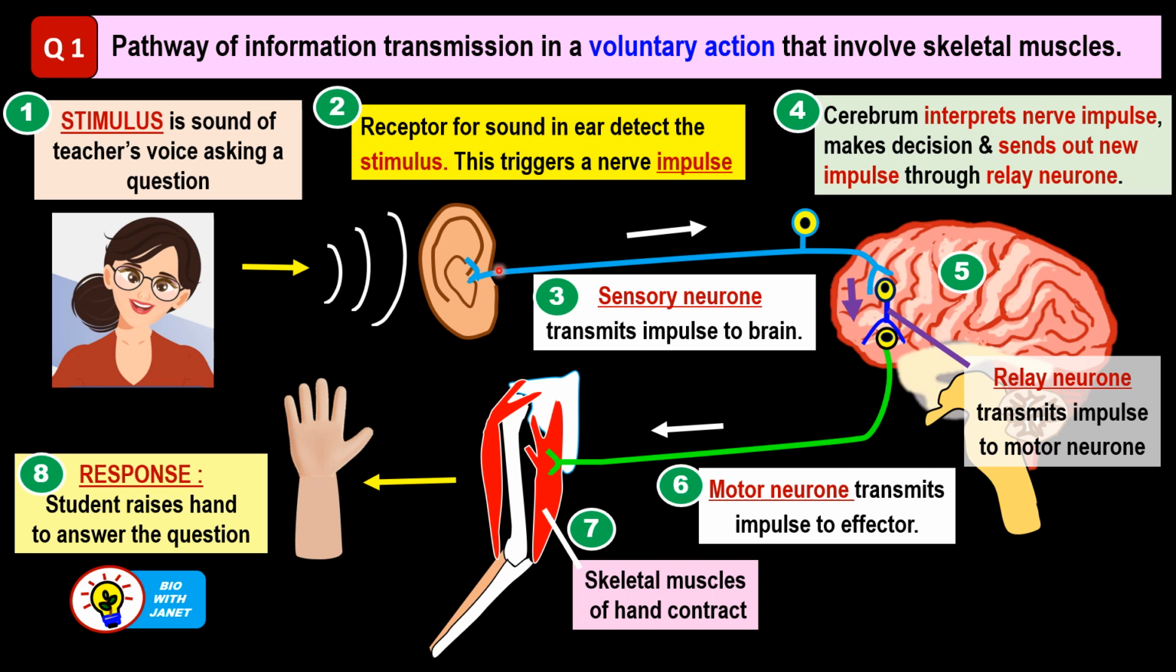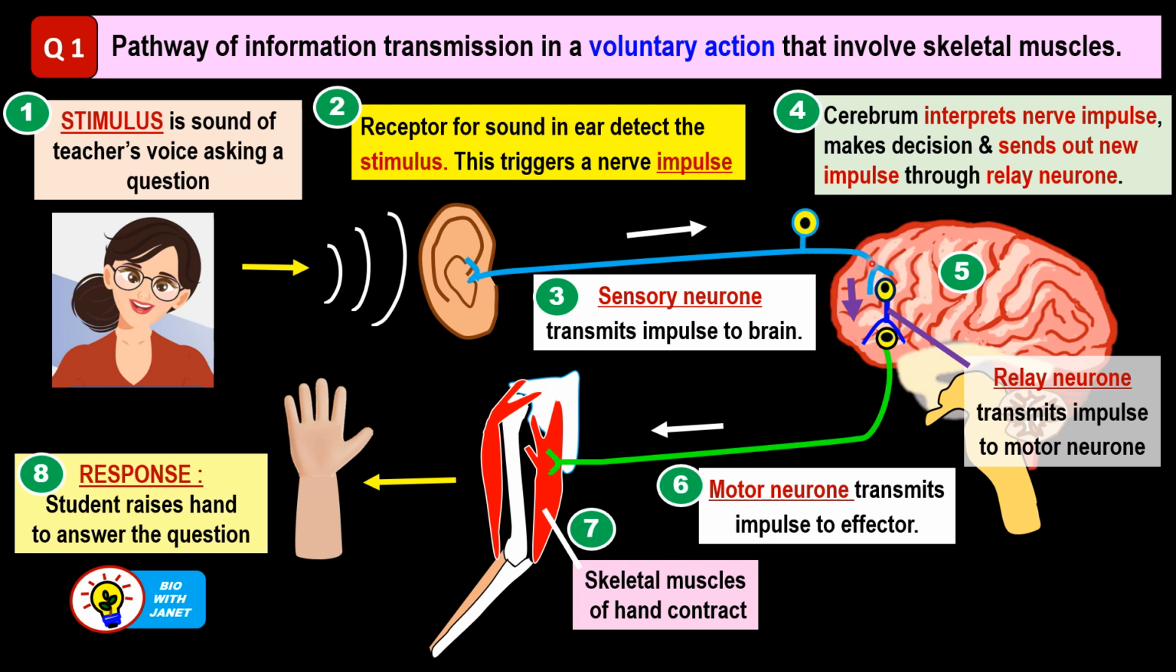The sound receptors in the ear will detect the stimulus. Actually, the sound receptors are the mechanoreceptors, which you have studied in an earlier topic. The receptors for sound in the ear detect the stimulus, and this triggers a nerve impulse. The nerve impulse is produced by the receptor and then transmitted by the sensory neuron to the brain. This is the sensory neuron, with the cell body at the side.